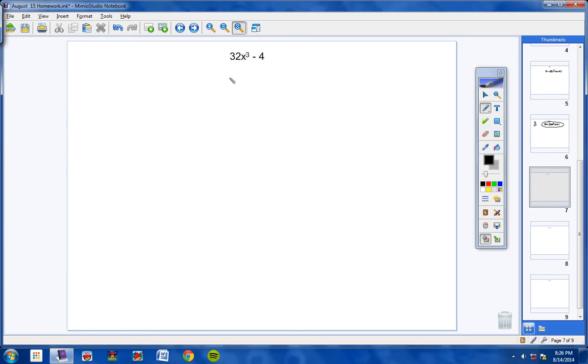All right, 32x cubed minus 4. Now, the first thing you do is pull out what's common. Obviously, both terms do not have an x. However, we can pull a 4 out of both terms. So I'm going to factor out a 4, and I'm left with 8x cubed minus 1, which is actually the same thing we factored right back here, almost, if not identical. So no, not quite. It's a little bit different, but it's going to be very similar.